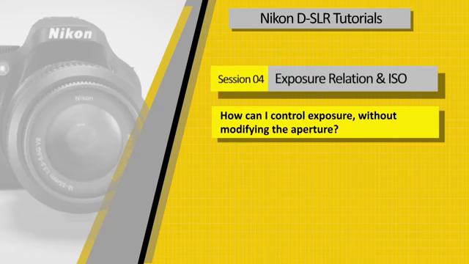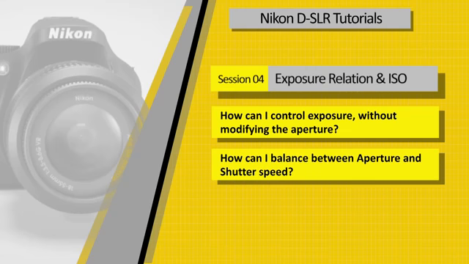How can I control exposure without modifying the aperture? How can I balance between aperture and shutter speed? What is ISO?